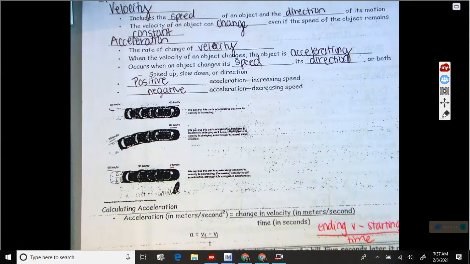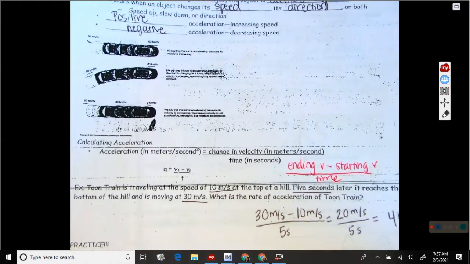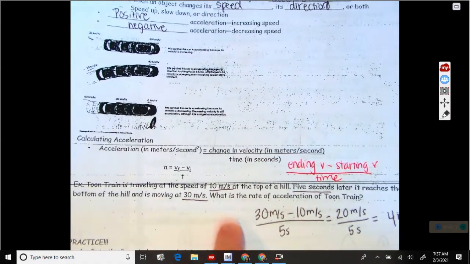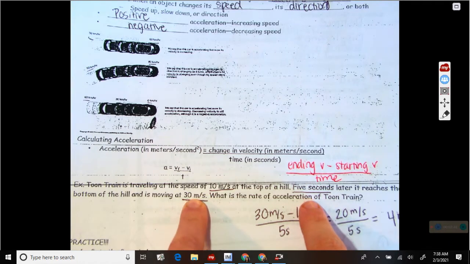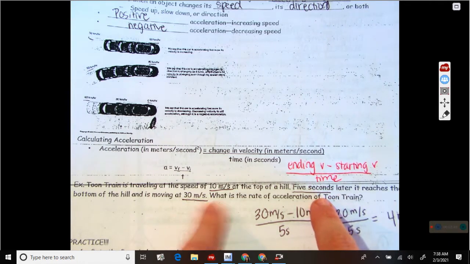Now, like I said, you may need to pause this and write yours down, but it says that we are traveling at a speed of 10 meters per second. That means when we start, we are traveling at 10 meters per second. That is our starting velocity, initial velocity. 5 seconds later, we are going 30. That's our ending velocity, our V final. So our V initial is 10, our V final is 30.